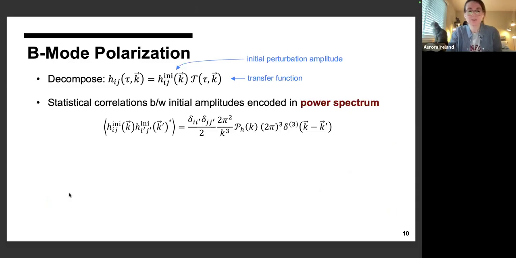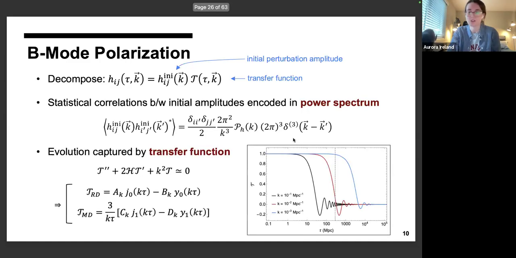Okay, so in writing down this expression, I've implicitly decomposed my tensor perturbation into an initial amplitude times the transfer function, which is going to capture all the time dependence. This is useful because now I've got my statistical correlations that are specific to whatever particle physics model I'm interested in, separated out from the deterministic evolution, which is captured by the transfer function. The main thing to know about the transfer function is it's initially constant until the mode enters the horizon, at which point it becomes super oscillatory.